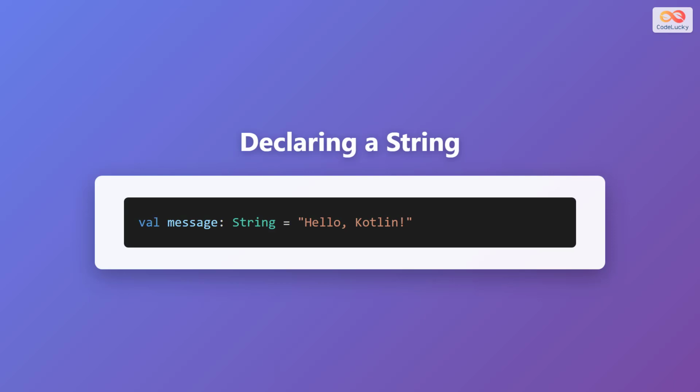To declare a string in Kotlin, you use the val keyword followed by the variable name, a colon, the type String, an equals sign, and the text enclosed in double quotes. For example, val message: String = "Hello, Kotlin!"